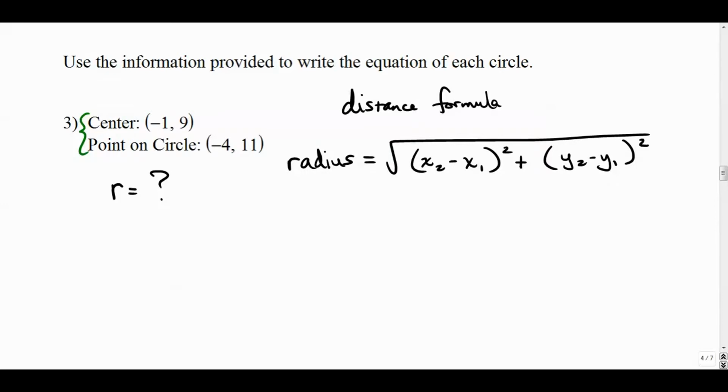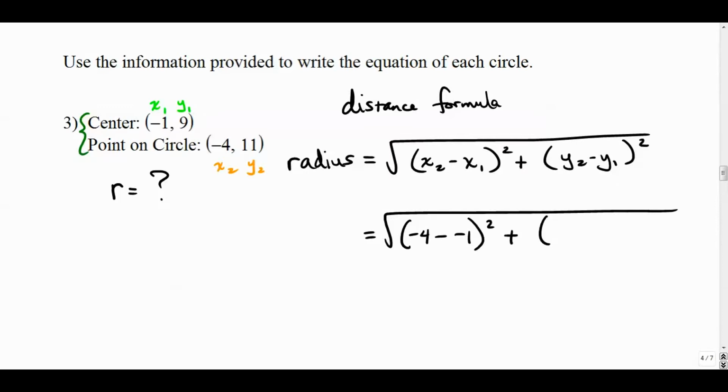And it might help you to graph this. I'm not going to, for the sake of time, but let's plug in these things and we'll see what we get. So let's call this x sub 1, y sub 1. Let's call this x sub 2, y sub 2, and just plug them in. So the big square root, x sub 2 is negative 4 minus negative 1, quantity squared, plus y sub 2 is 11 minus 9, and close it off. So this will give us our radius.